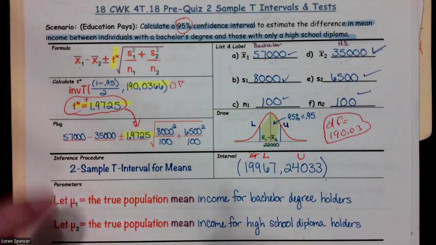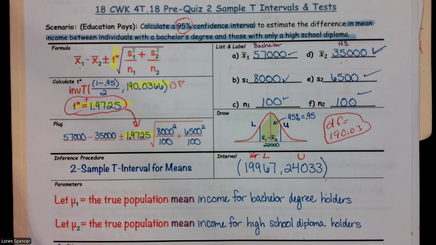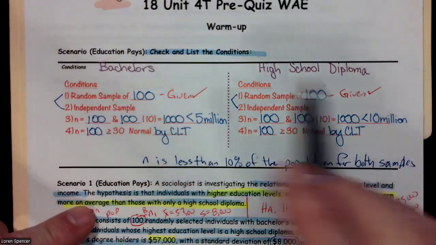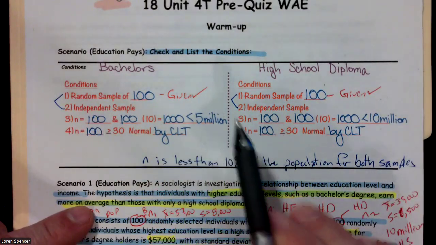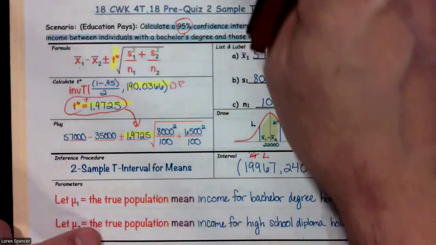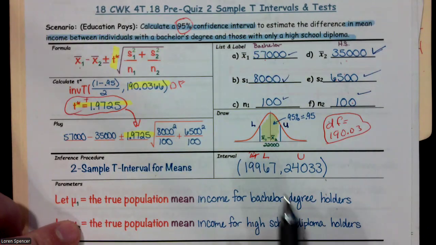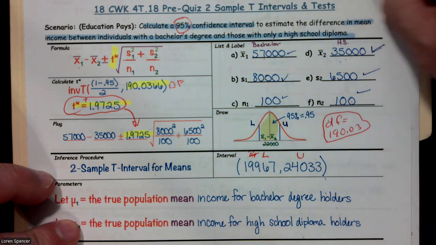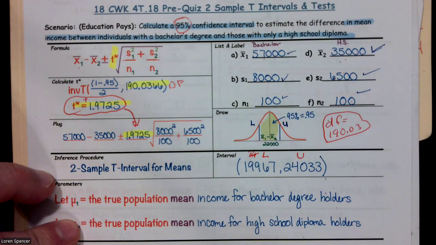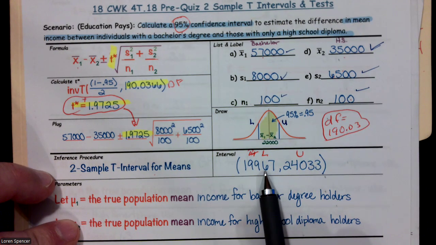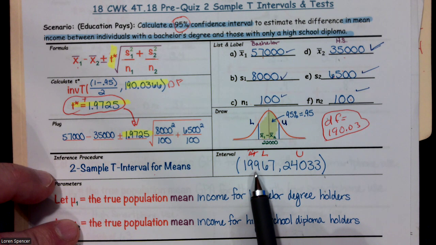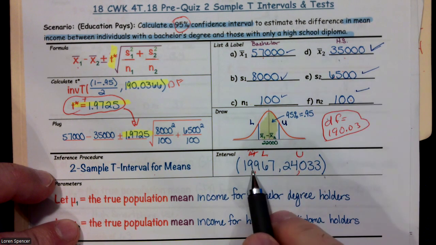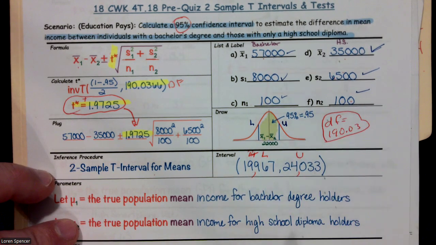The conditions, we did those on the previous page. In the warm-up, there they are. I'm not going to go through them again, but if you want to catch a quick snapshot of them, there they are. So we have this difference. And we notice 0 is not contained. So because 0 is not contained, it's clear that those with college degrees earn more money. And it looks like they earn somewhere between almost 20,000 a year to 24,000 a year more.